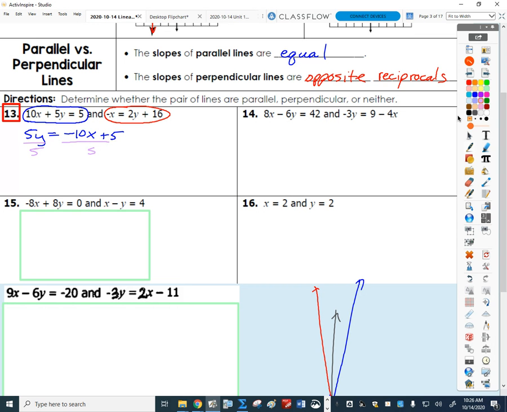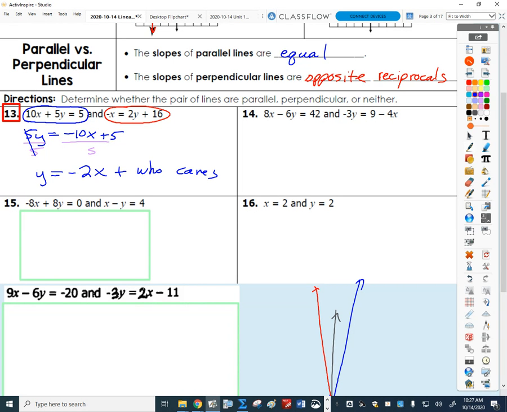Right. And I end up with y equals -10/5, which is -2x, plus, who cares? I don't care about the other part. All I care about is the slope. So you could have really done that in your head, couldn't you? Everybody see my point here?